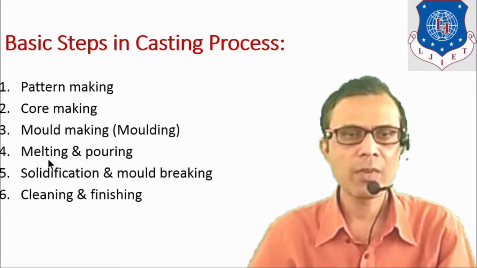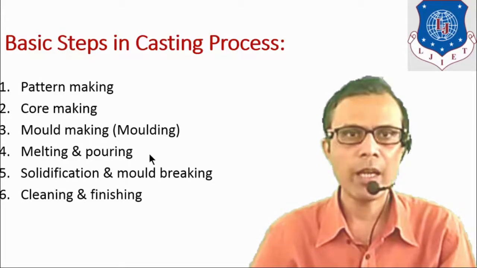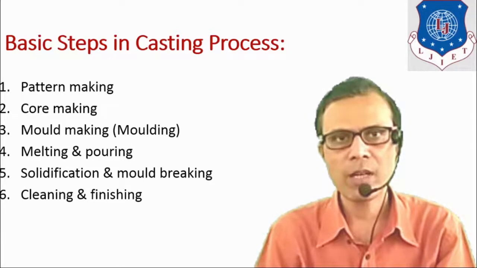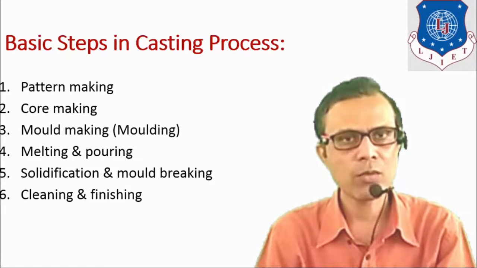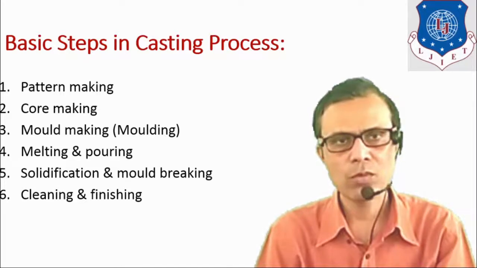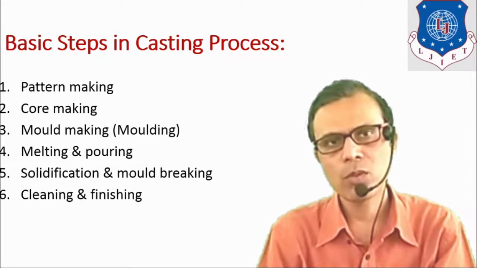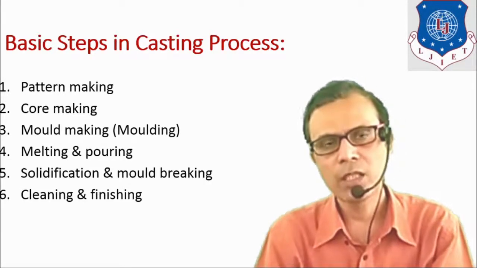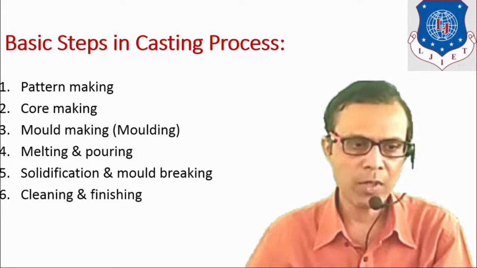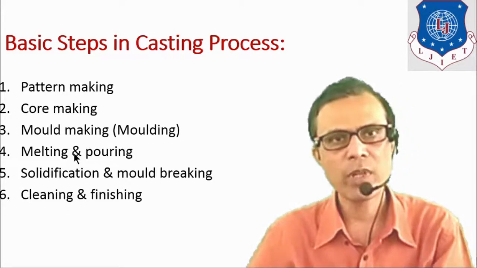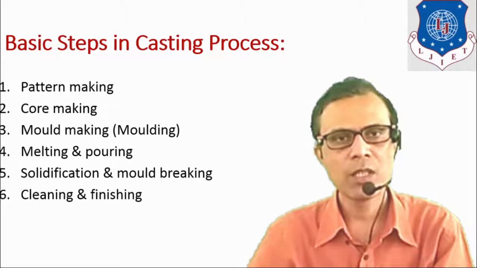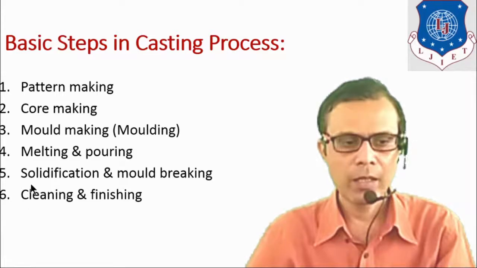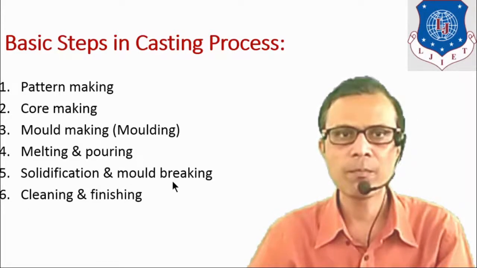Then next step is melting and pouring. In good quality production of casting, molten metal is also important. So there are some equipment which can be useful to carry the molten metal from the furnace to the mold. After completion of melting, pouring is done with the help of a pouring basin, or it is also known as a ladle.